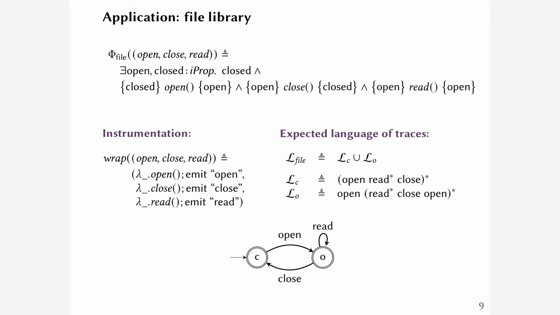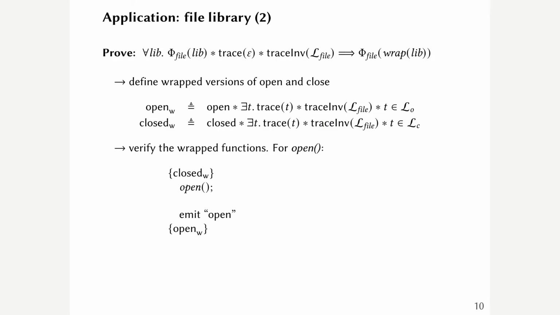Formally, we write LC for the language corresponding to the state where the file is closed, LO for the language where it's open, and LFile, the trace property, as the union of the two. Then we need to actually verify our wrapper. And we prove that, assuming some library lib satisfying the file specification, and given separation logic resources for the event trace, then the wrapper also implements the file specification. And notice that with this trace inf resource, we specify that our language LFile should act as the trace invariant.